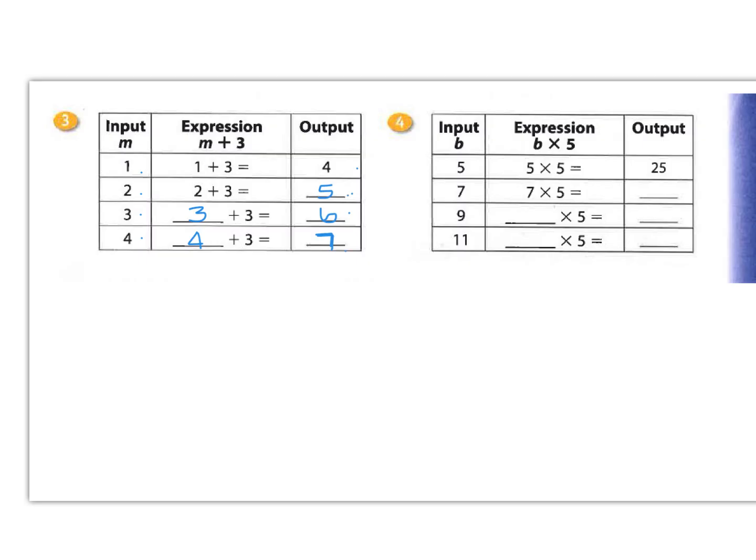Over here now we're multiplying. So this is going up by 2. So we would have 9 times 5 equals 45. Oops, I forgot to put in this one. 7 times 5 is 35. And then 11 times 5 is 55. So notice this pattern. Each of these inputs is going up by 2, but the output is going up by 10.